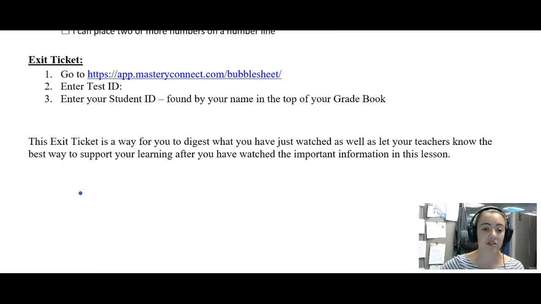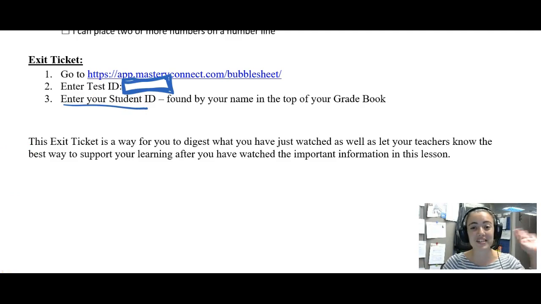Your next step is your exit ticket. You're going to go to masteryconnect.com/bubblesheet. If there is a test ID here, you will type that in. Type in your student ID found at the top of your gradebook and answer any of those questions. Then you've completed the modified plan for the 3rd lesson in Unit 2 for algebra. So now you can go to the very end of your lesson to complete that assessment. If you have any questions, let us know. Otherwise, I'll see you in the next lesson.